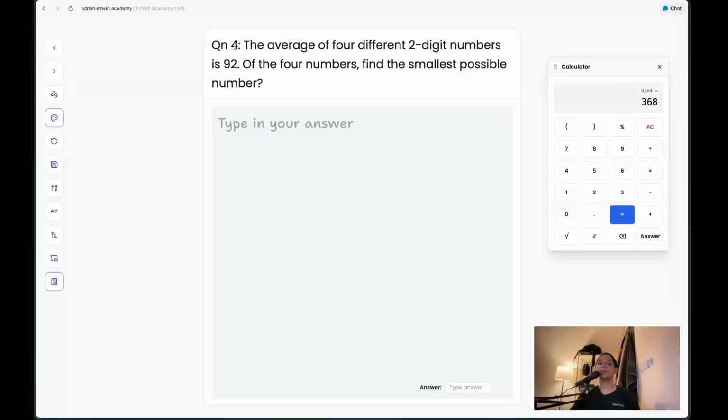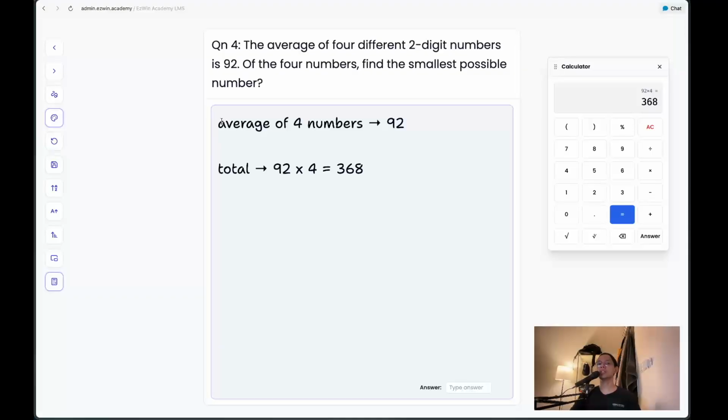Question number 4. The average of 4 different 2-digit numbers is 92. Of the 4 numbers, find the smallest possible number. So we know that the average of 4 numbers is 92. That means the total is 92 times 4, which is 368.